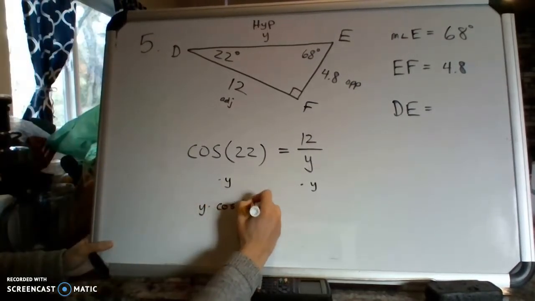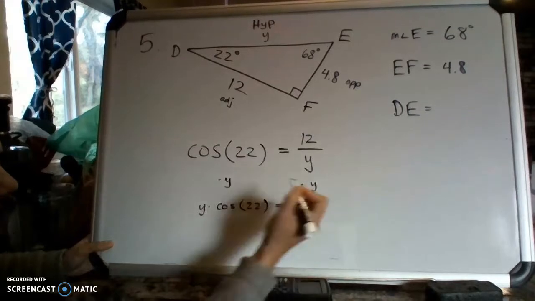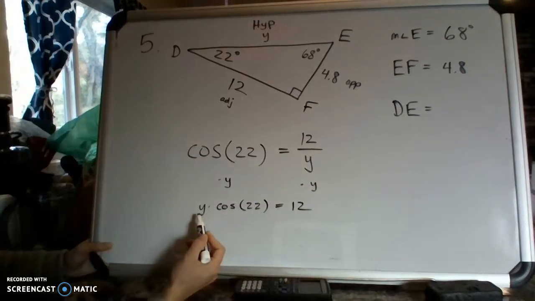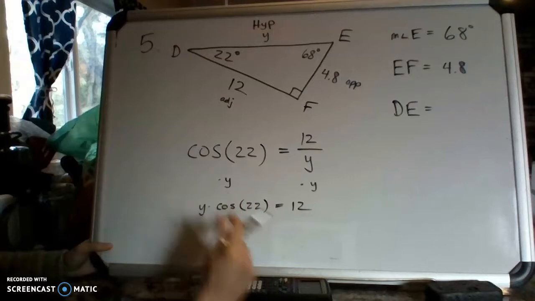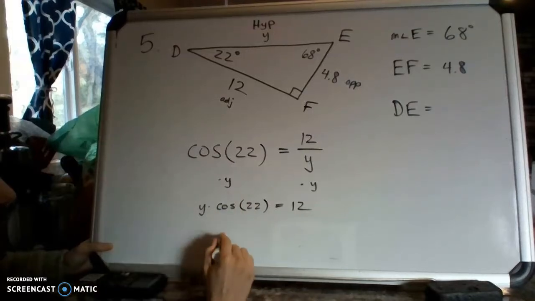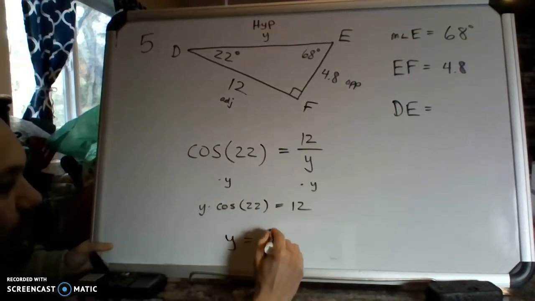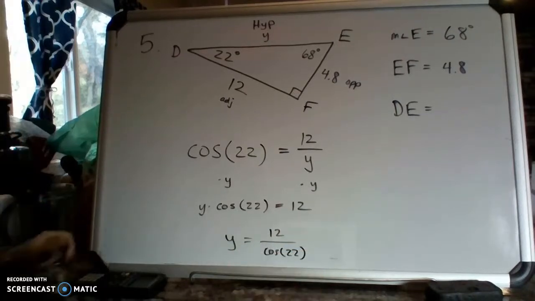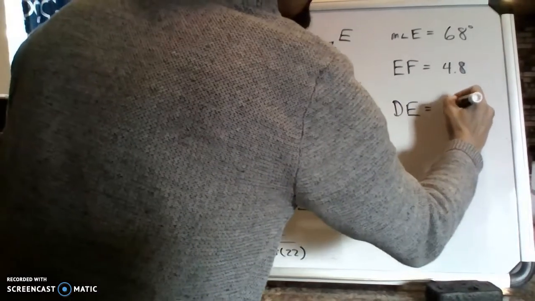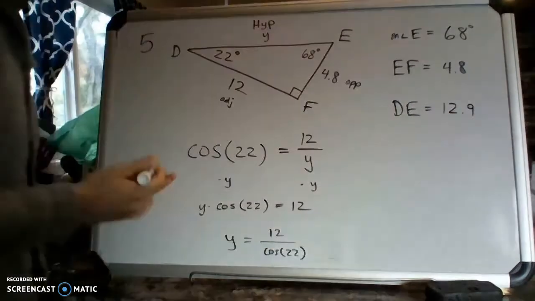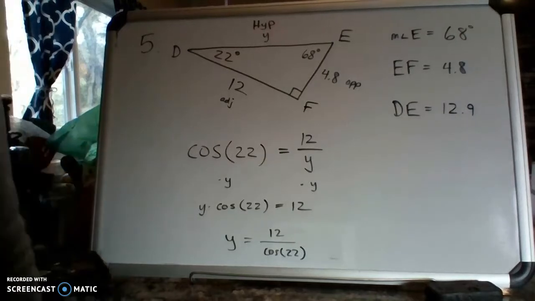So we're going to have to multiply by y on both sides, which would give us y times the cosine of 22 is equal to 12. And then to get y all alone, we're going to divide this value over. So divide by the cosine of 22. So y is going to be equal to 12 divided by the cosine of 22. And again, you'll have to use your calculator to do this. And that comes out to be approximately 12.9.